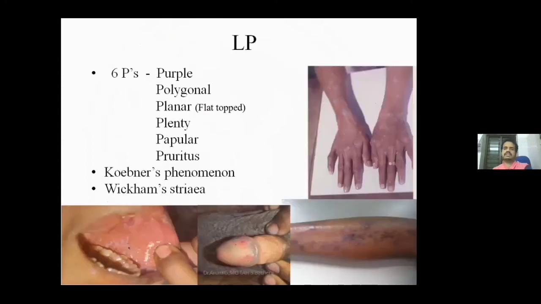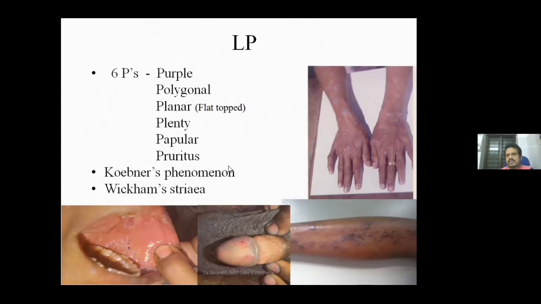Okay, so lichen planus, we all know. There are some features mentioned: polygonal, planar, pruritic. So the important thing we have to keep in mind for differential diagnosis is Wickham striae. If Wickham striae are present, we can very well diagnose lichen planus. Wickham striae we can see in this lesion, in that hand lesion, the whitish hue is Wickham striae, and in the buccal cavity there will be whitish net-like lesions.